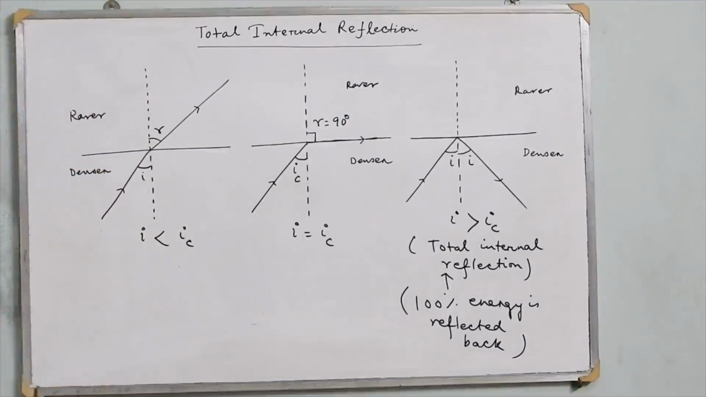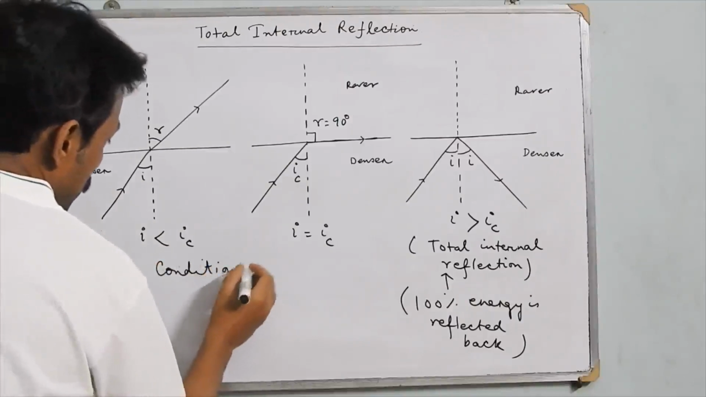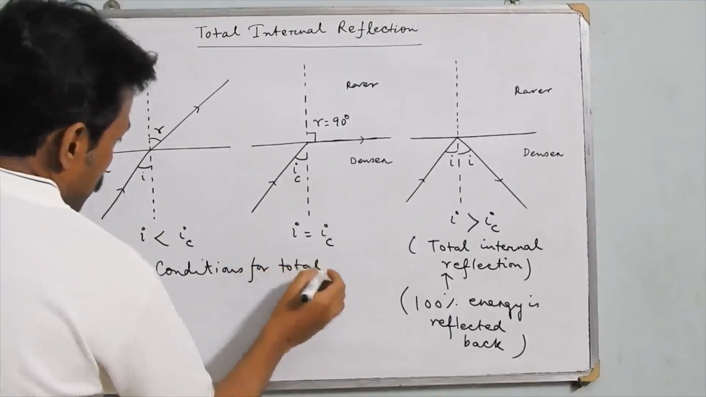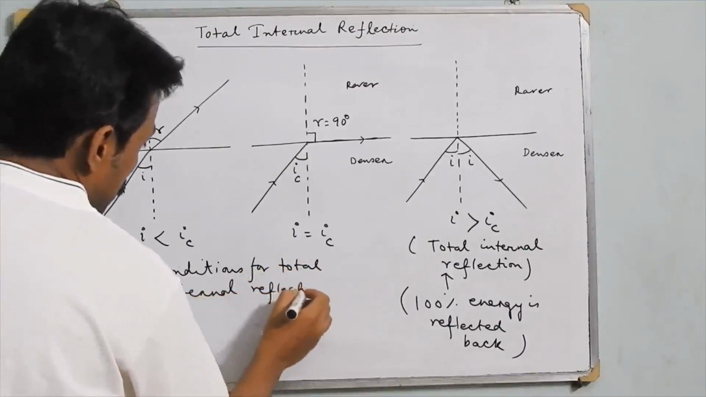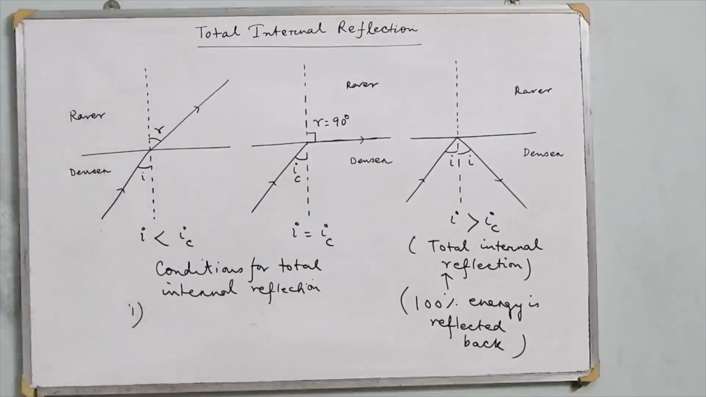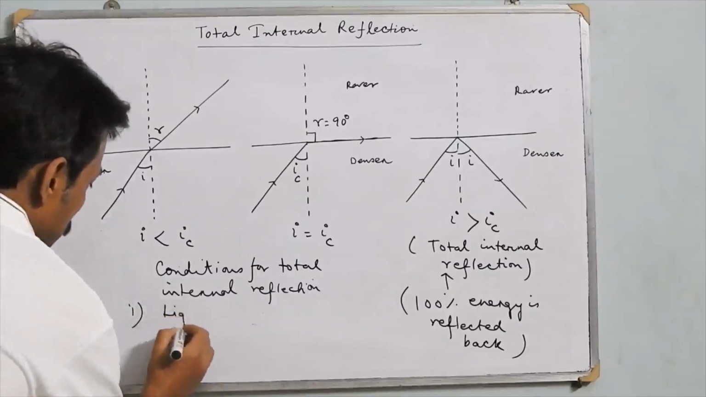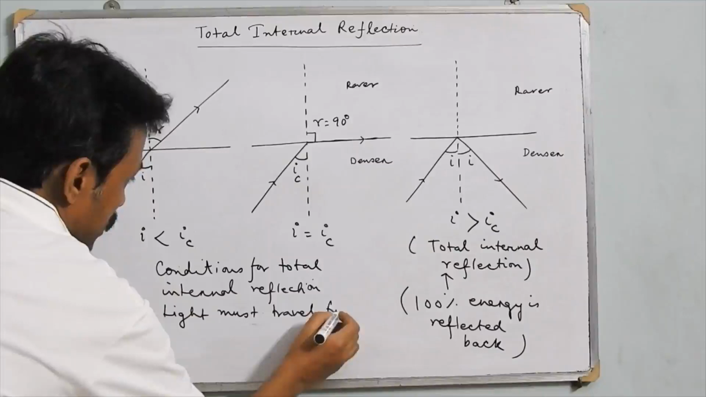So the two conditions that are necessary for total internal reflection, so you can say conditions for total internal reflection. The first condition is the ray of light must travel from denser to rarer medium. You will never get total internal reflection when light is moving from rarer to denser medium. So the first condition is that light must travel from denser to rarer medium.